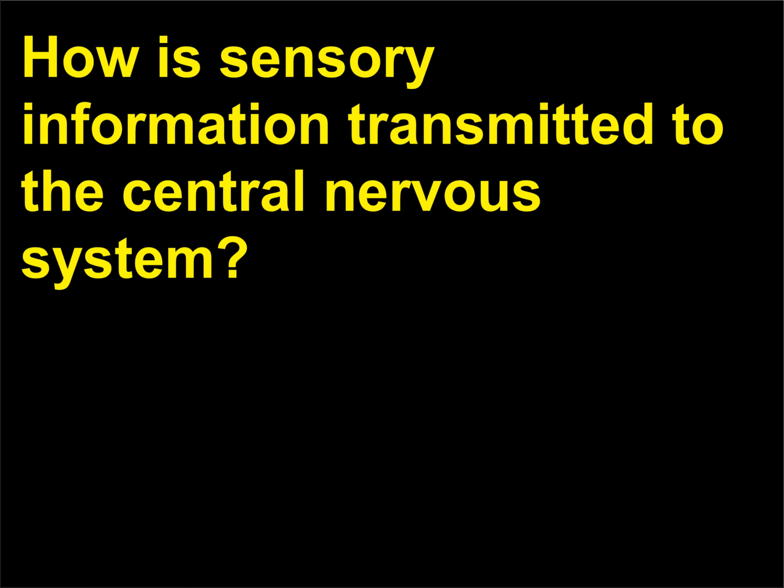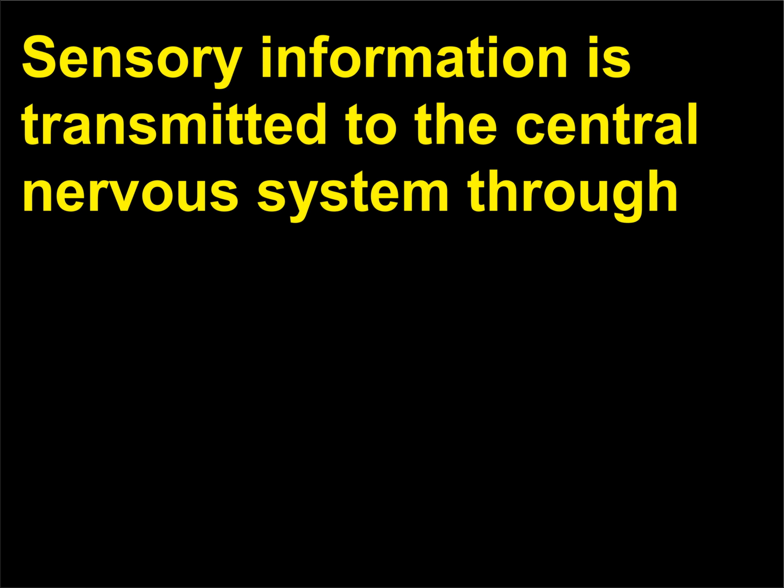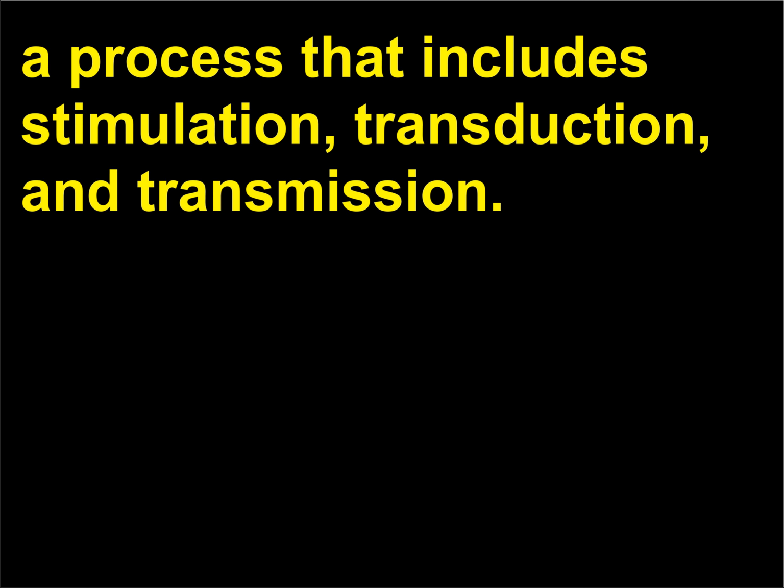How is sensory information transmitted to the central nervous system? Sensory information is transmitted to the central nervous system through a process that includes stimulation, transduction, and transmission.